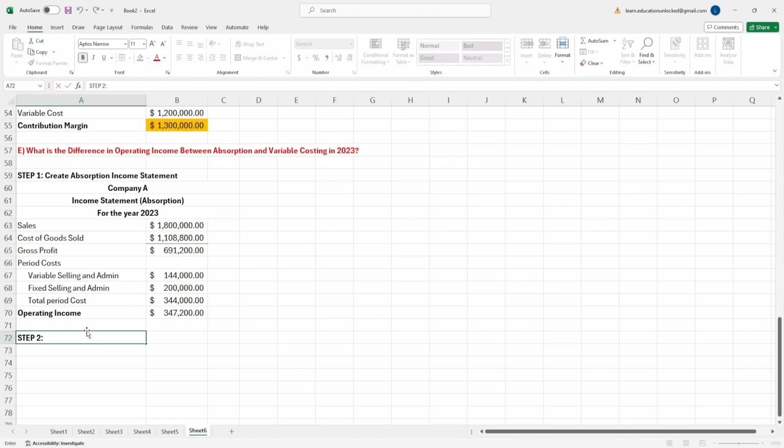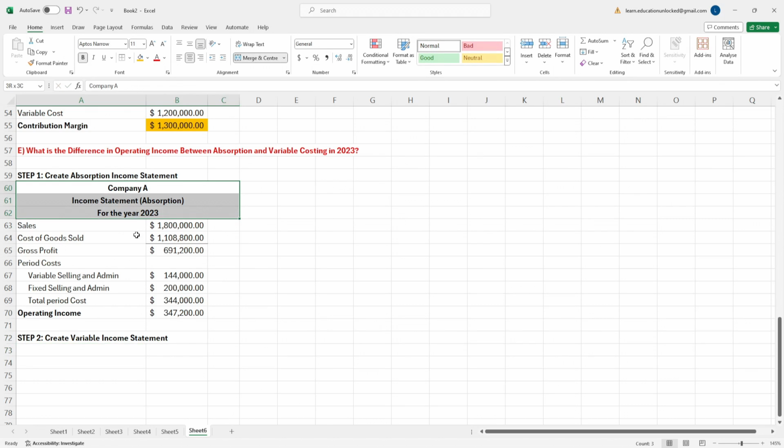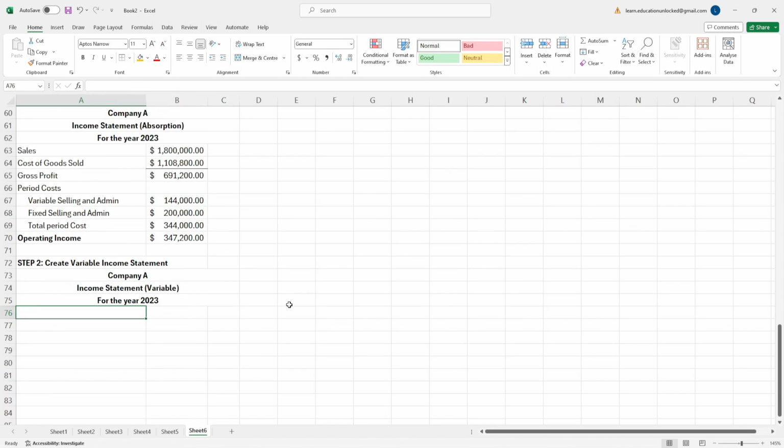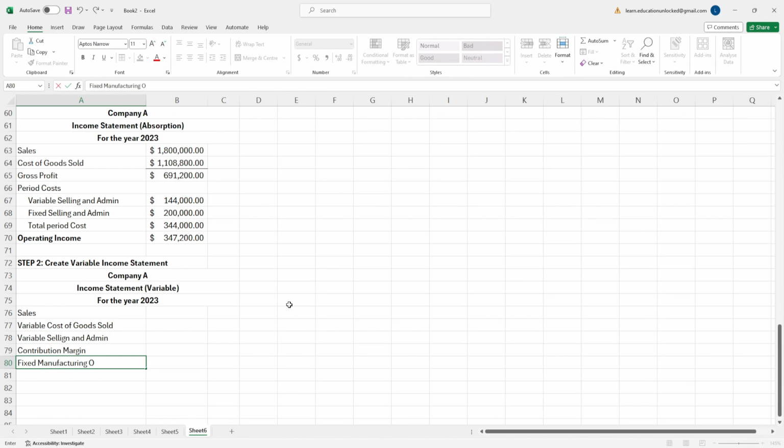Now step 2, let's create our variable income statement. The same thing, I'll just recopy this and change this to variable. For the variable income statement, we have sales, we have variable cost of goods sold, we have variable selling and admin, we have your contribution margin, you have your fixed manufacturing overhead, and then your fixed selling and administrative expenses.